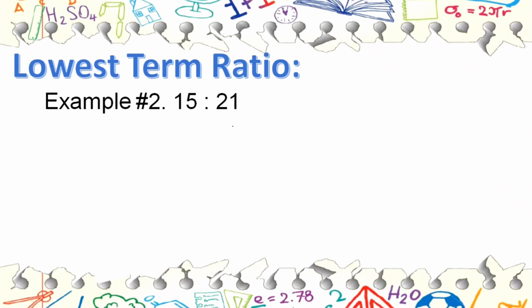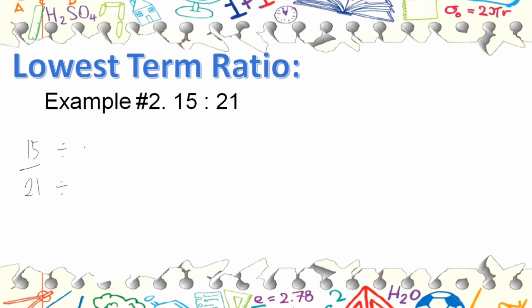In example number 2, we have 15:21. So, gawin lang ulit natin yung column notation na yan into fraction notation. So, yung 15:21 ay magiging 15/21. Next step, isip ulit tayo ng pinakamalaking number na pwedeng i-divide both kay 15 at kay 21.